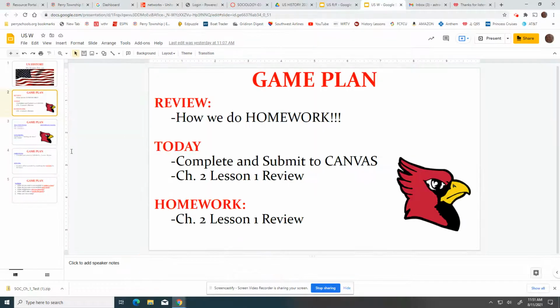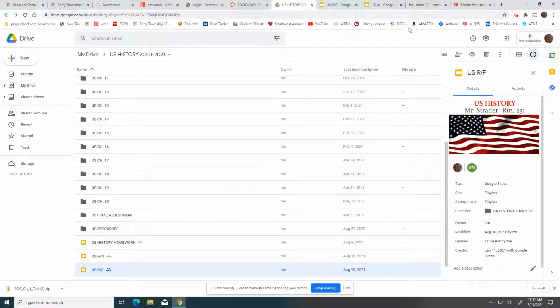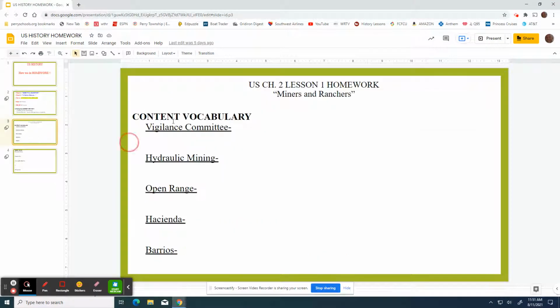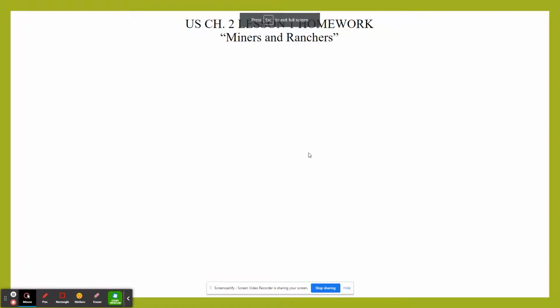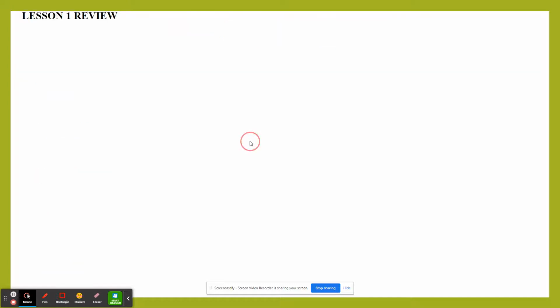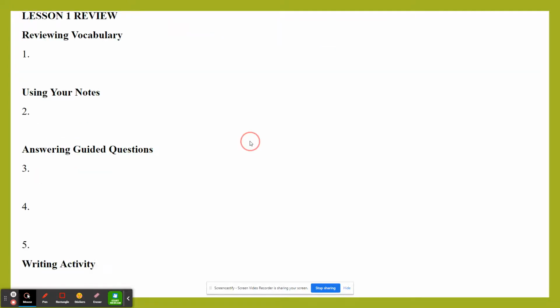So once you're done and you finish your homework, it should look something like this, okay? You're going to have a label at the top, Chapter 2, Lesson 1, Homework, Miners and Ranchers. You're then going to do the vocabulary, okay, along with the definitions. Okay, you're then going to complete the review, answering your review questions also on the Google Doc. Once you're done with that Google Doc, you will submit it on Canvas, and then you are done with your homework. And that's how we do homework.